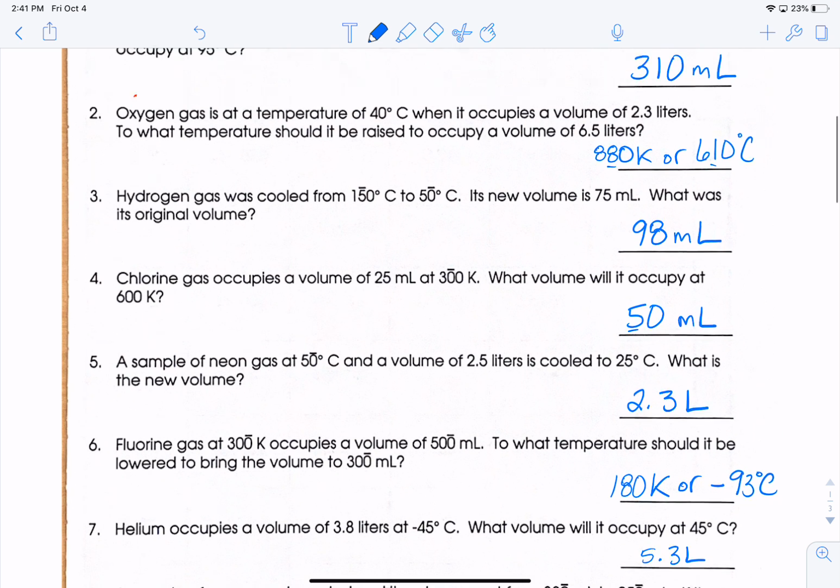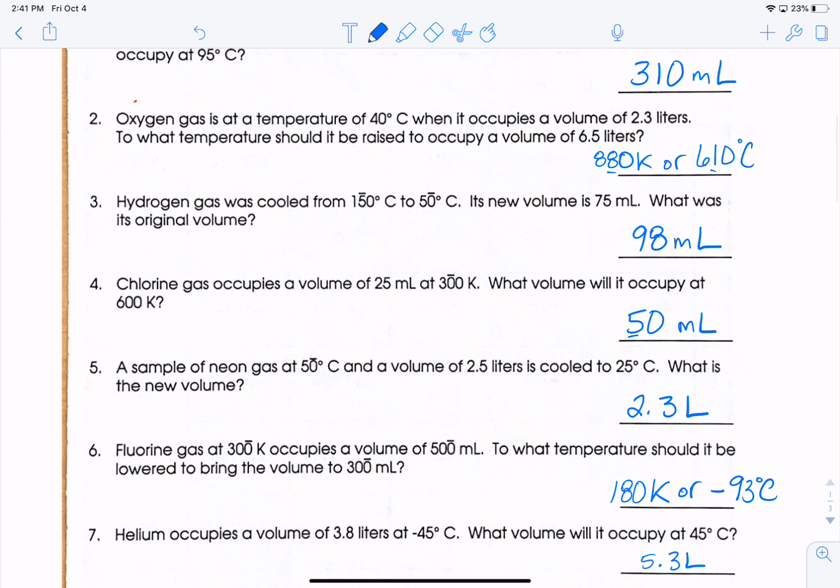Number 2 is 884 K. Yeah. So 884 rounded to 2 sig figs would be 880. And the reason why it's 2 sig figs is because when you add 273.15 to 40, what you get is 2 sig figs.